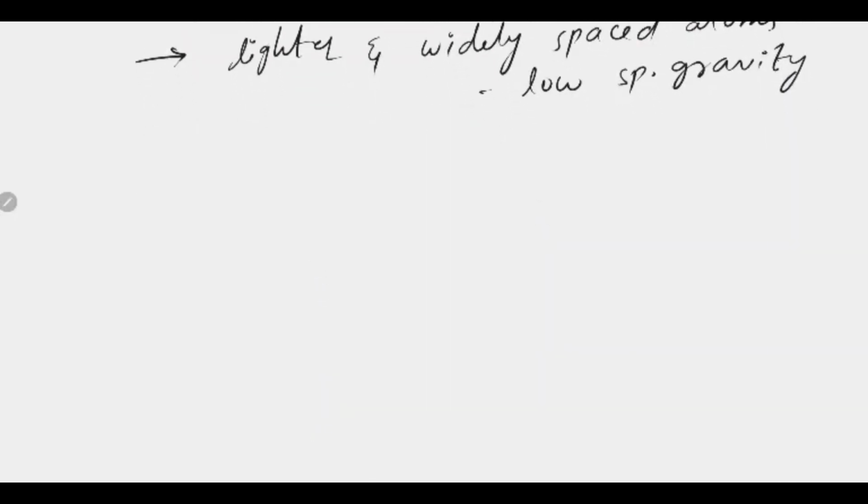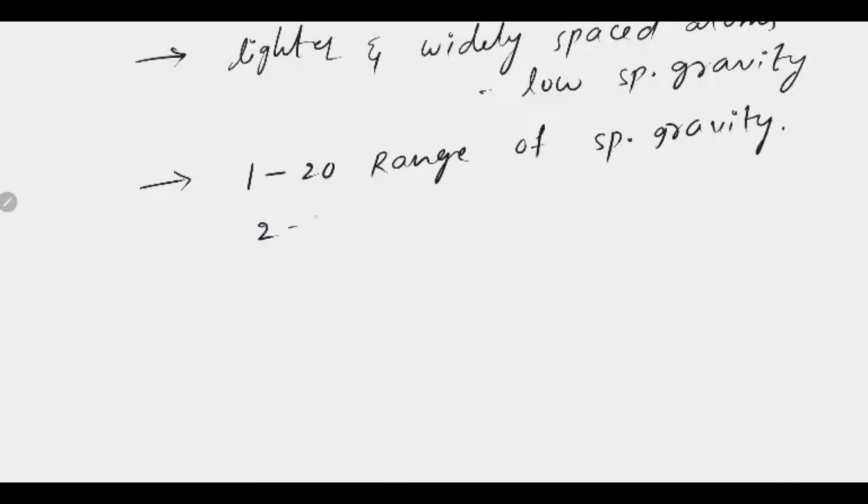It is fairly constant for minerals and is considered an important property for the identification of the mineral. All minerals have been found to be in the range of 1 to 20, but most of them lie between 2 and 7.